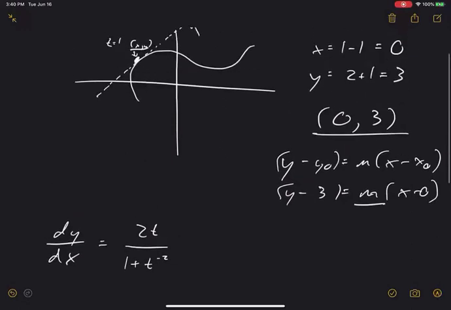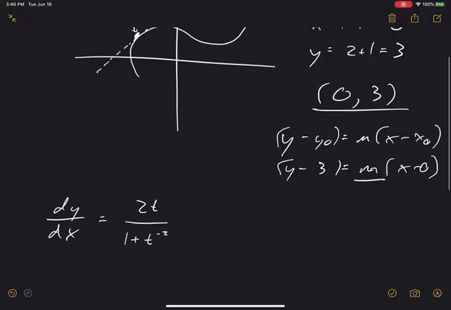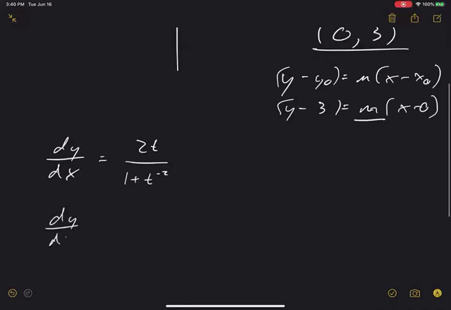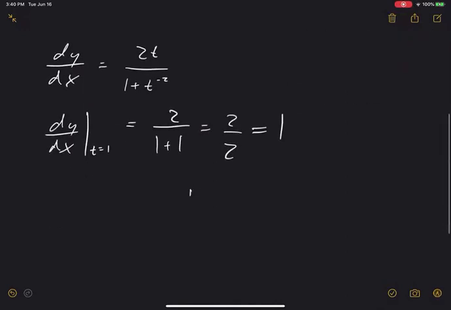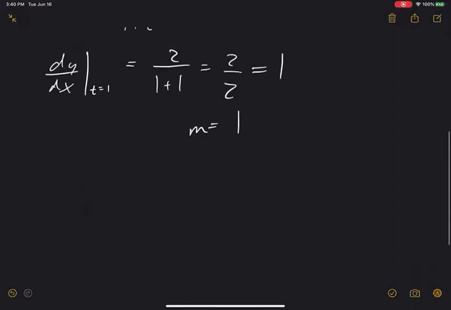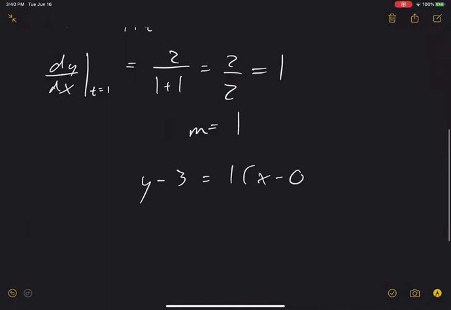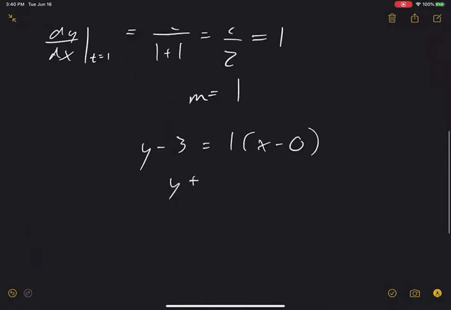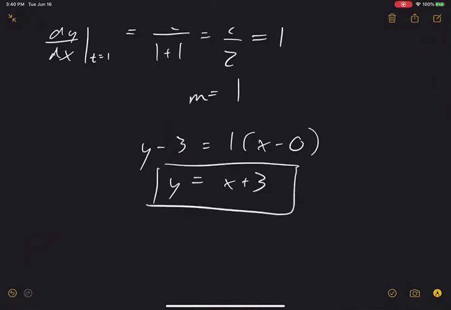And then what am I going to do? I'm going to take t equals 1 and plug it into this. So dy/dx at t equals 1: I plug 1 in here, and I get 2 over 1 plus 1 equals 2 over 2 equals 1. So my m is 1. Now I have all the information I need to write my point slope form. I get y minus 3 equals 1 times x minus 0. And then I just rearrange to get slope intercept form. Okay, final answer.